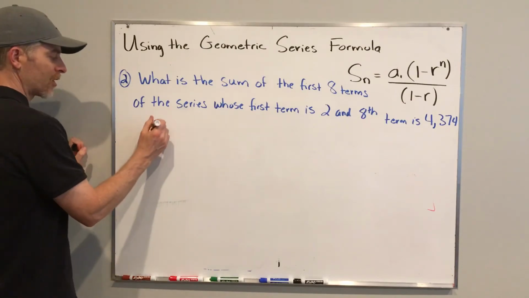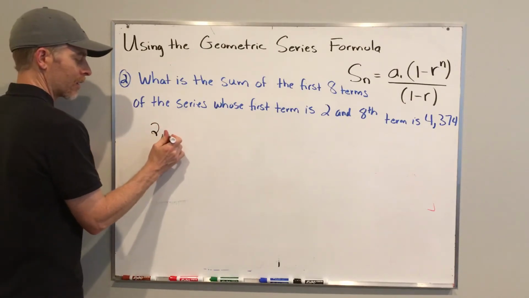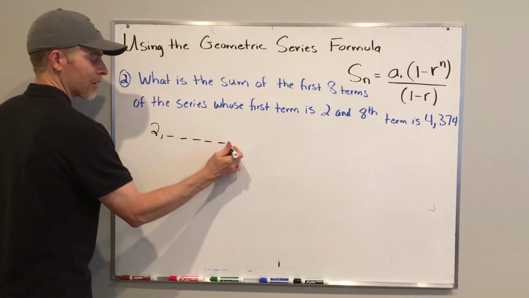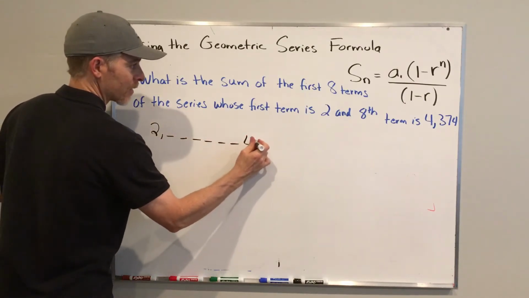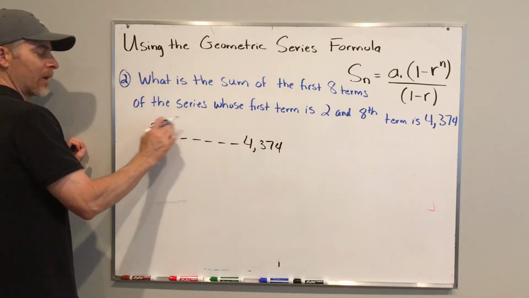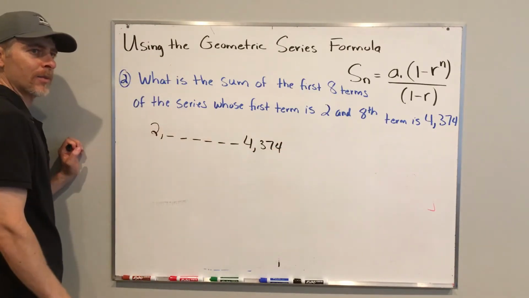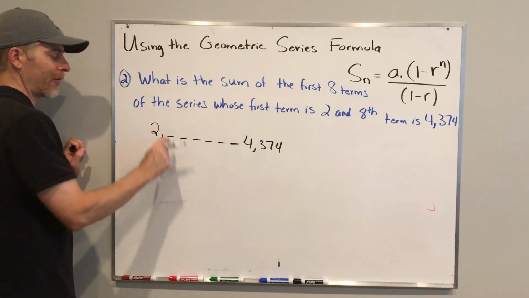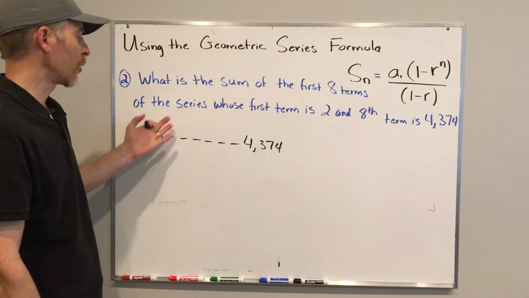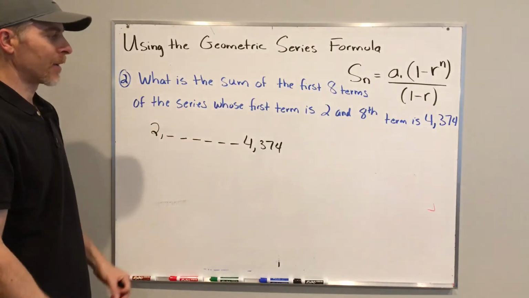The first term's 2, and then there's the second term, third term, fourth term, fifth term, sixth term, seventh term, and the 8th term is 4,374. So we don't know what these other terms are, and we're not even really sure how to get from here to here. We just know it's a geometric series, so we're multiplying by some number.